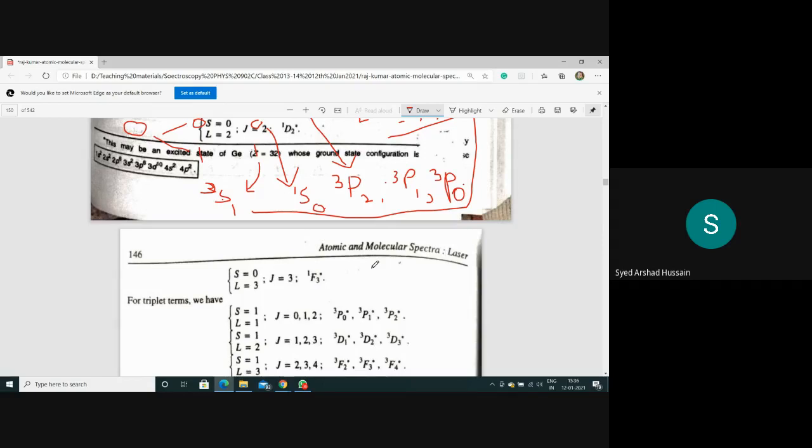Now let us take homework. Please note down. Considering LS coupling scheme, find out the spectroscopic term value for the following non-equivalent electrons.